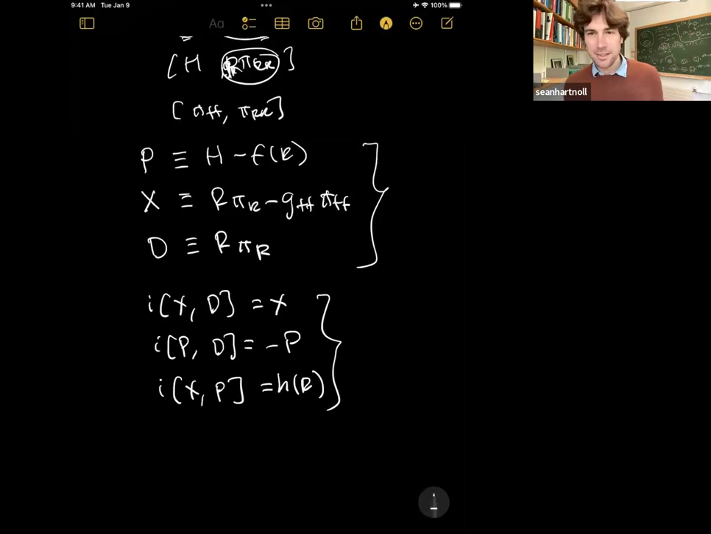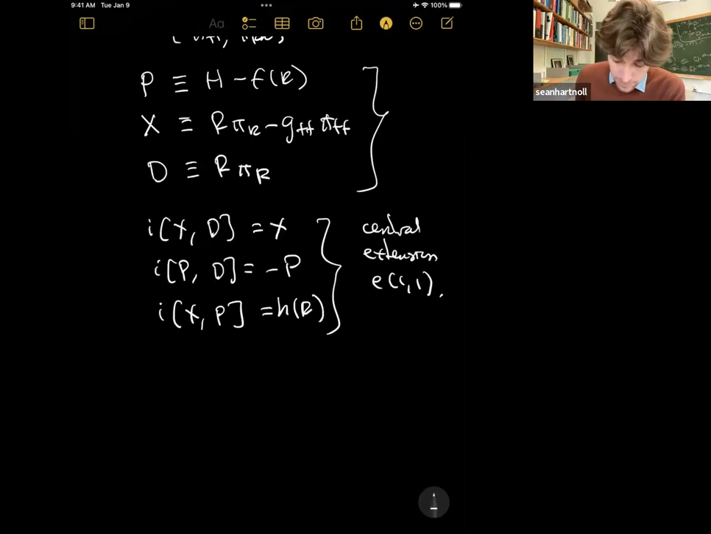And this is actually a known algebra, but it is not the SL2R. It's not your favorite conformal algebra. What this is, is a central extension of the Poincaré group in 1+1 dimensions.